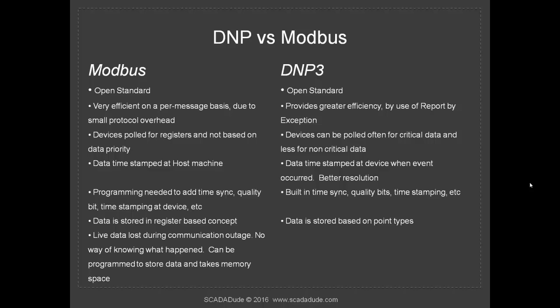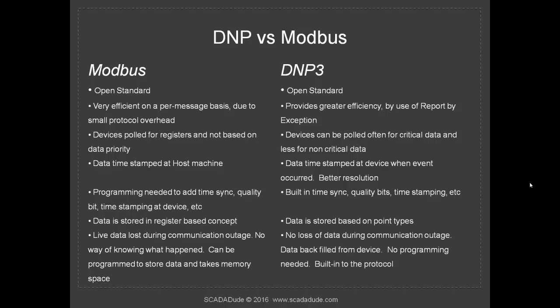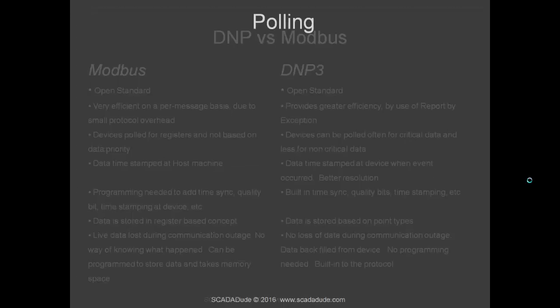The biggest problem with Modbus is sometimes when I'm talking to my device, I lose communication. Well, during the time that I've lost my communication, I have no idea what the values are. So that can be an issue. Now, we can write a program, and we can store it, but again, that takes memory. The DNP, on the other hand, they've got it in the protocol. It's all there. You don't have to do any programming. Everything's built in. So the best part about DNP is if you lose communication, when you reconnect, you get all the data that you didn't know. It comes right back from the device to you. That's a pretty neat thing.